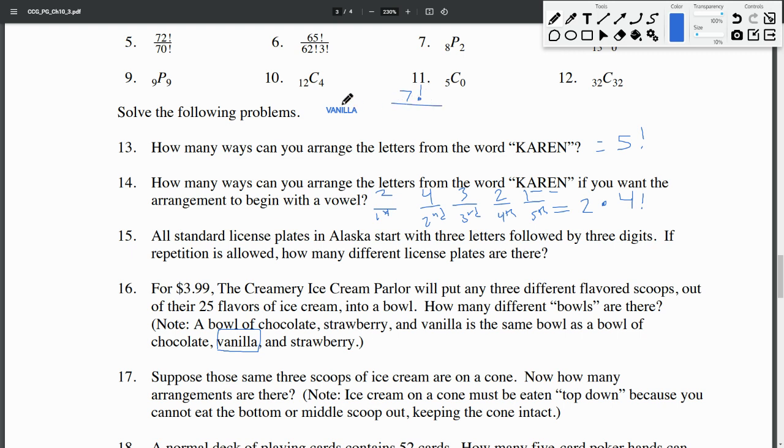Now, the issue with vanilla is I can't just do 7 factorial straight. And the reason why is because there are repeat letters in the word. So in the word vanilla, there are 2 A's and there are 2 L's. So I need to divide this 7 factorial by the repeats of each letter in the word. So I'm going to divide 7 factorial by 2 factorial to count for the A's. And I'm also going to divide another time by 2 factorial for the L's. So this is for the A's.